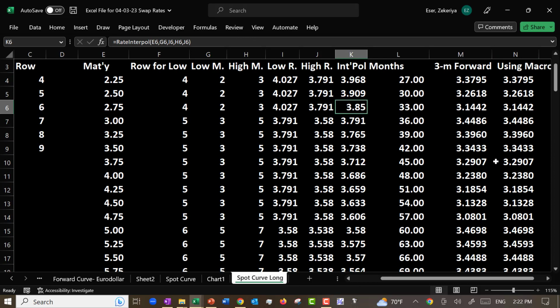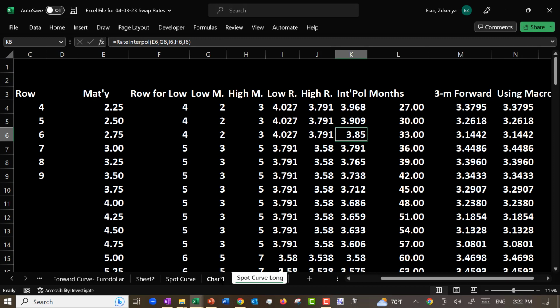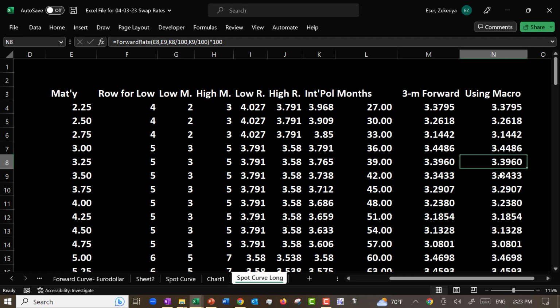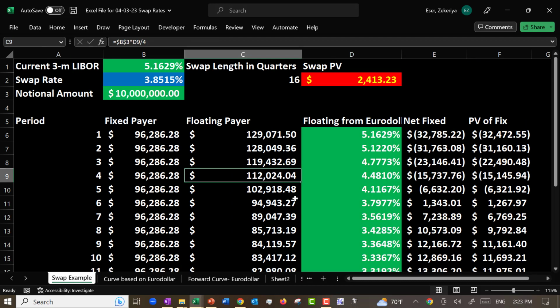Let me look at the chart. There's something wrong there, but for now, let's leave it as such. There are some technical issues we need to take care of, but at least it gives us some curve, okay? Once you have the forward curve, all you have to do is get the floating rates from that forward curve. Your swap is pretty much a done deal, okay?